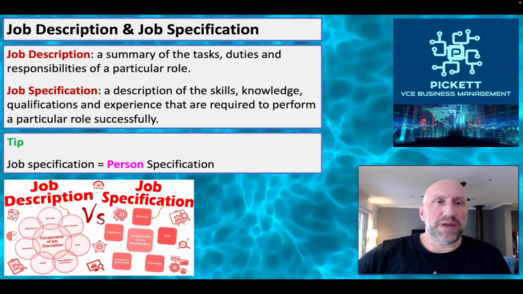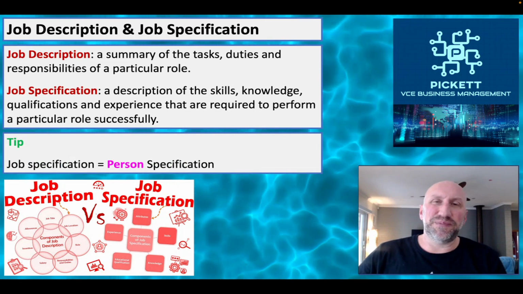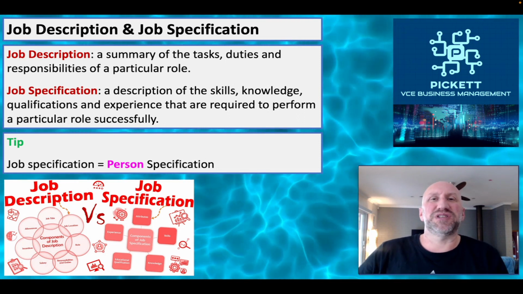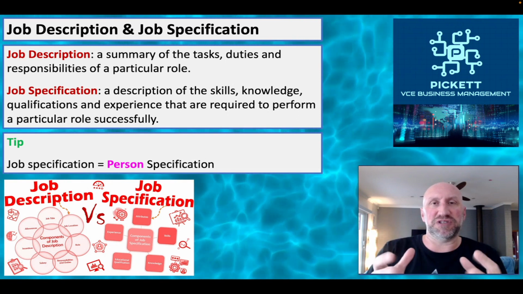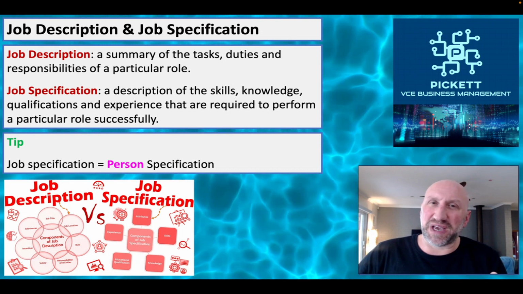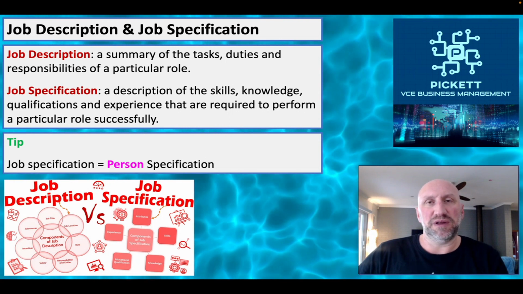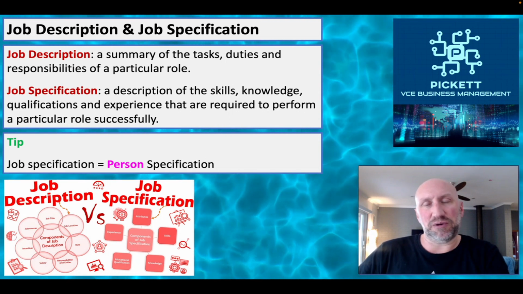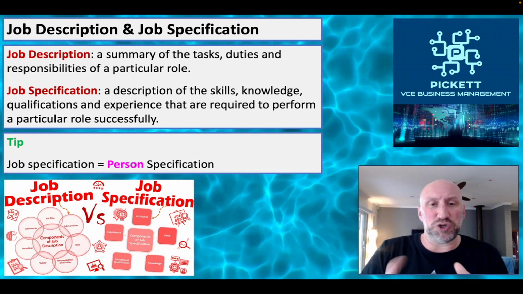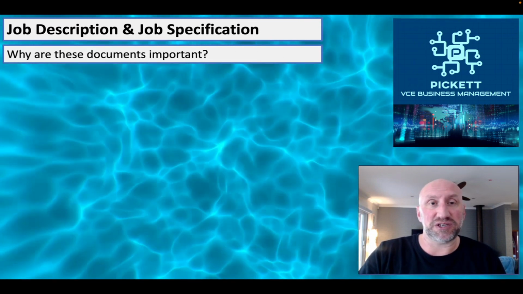Now, just a tip, job description, job specification, as you'll see in a minute, job specification, I tend to think of being more a person specification. So if you're getting confused about the two, the JD and the JS, the job specification more describes the person that is going to be suitable for doing the job. In a minute, that will make a bit more sense to you. But we call it a job specification, but in my mind, it's really more of a person specification.